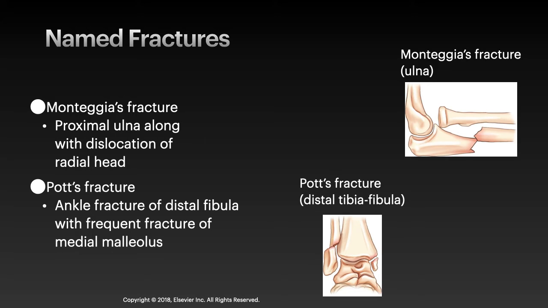Monteggia's fracture is the proximal ulna along with dislocation of the radial head. You also have a Pott's fracture, ankle fracture of distal fibula with frequent fracture of the medial malleolus. You'll see on the images on the right, the top is a Monteggia's fracture and the bottom is the Pott's fracture.